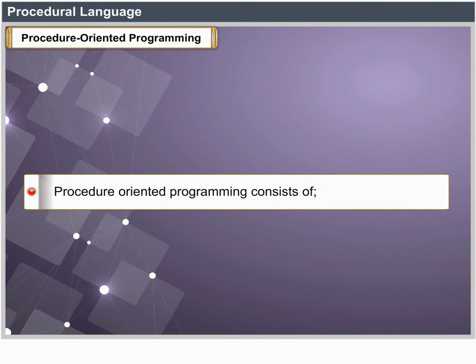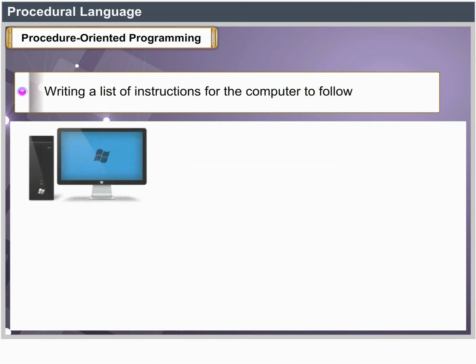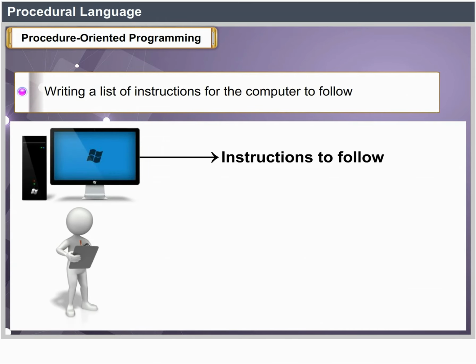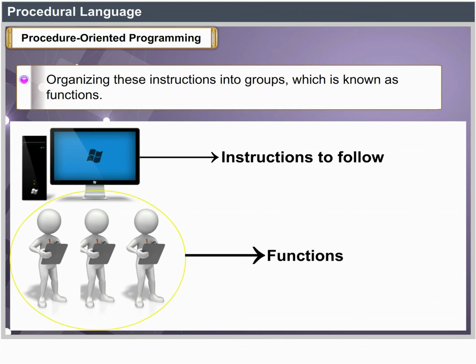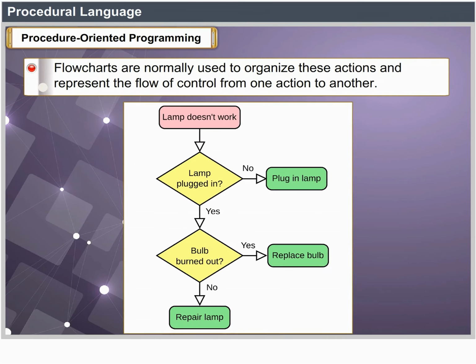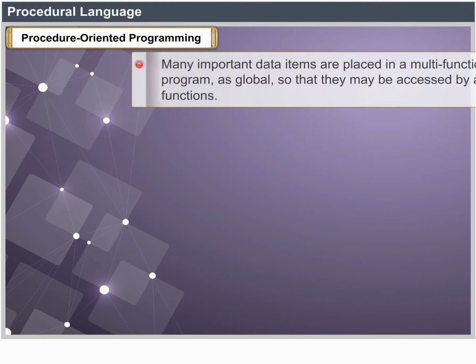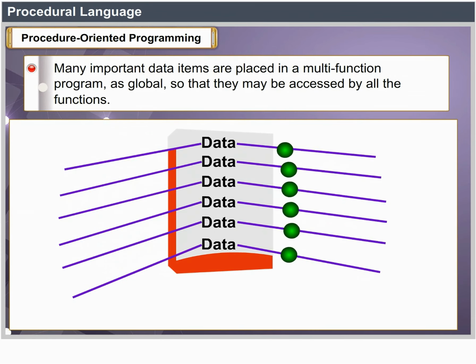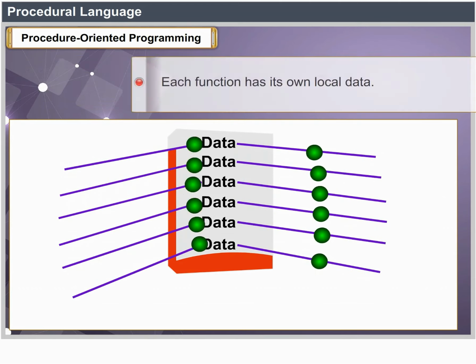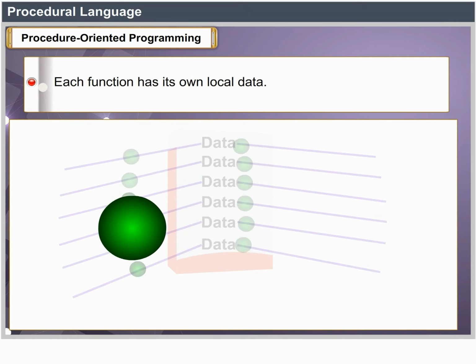Procedure-oriented programming basically consists of writing a list of instructions for the computer to follow and organizing these instructions into groups known as functions. We normally use flowcharts to organize these actions and represent the flow of control from one action to another. In a multi-function program, many important data items are placed as global so that they may be accessed by all the functions. Each function may have its own local data.